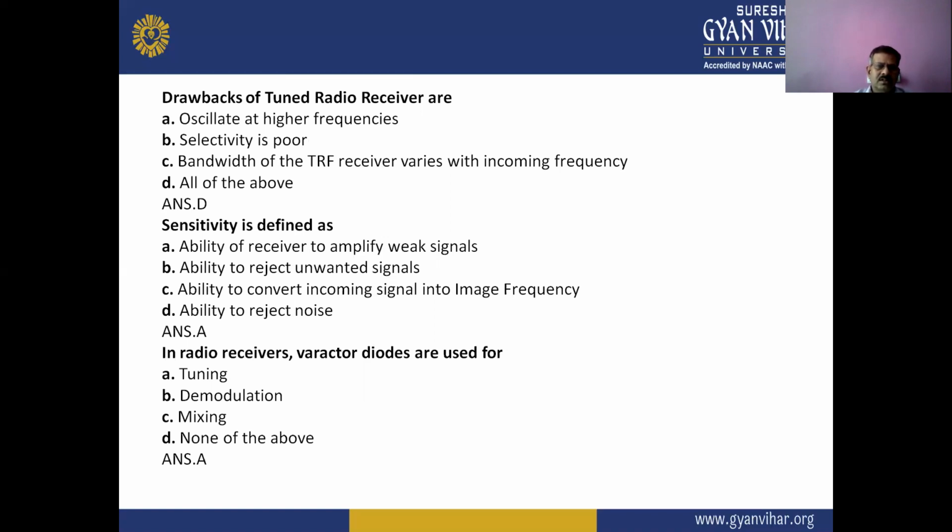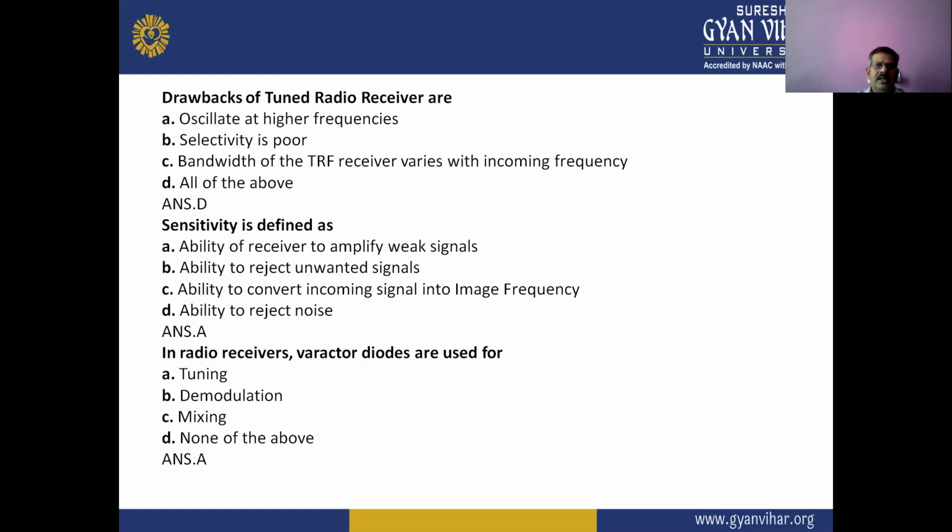Now next question, sensitivity is defined as: option A, ability of receiver to amplify weak signal. Option B, ability to reject unwanted signal. Option C, ability to convert incoming signal into IF frequency. Option D, ability to reject noise. So the correct answer here is option A. Sensitivity is defined as the ability of the receiver to amplify the signal. So the correct answer is option A.